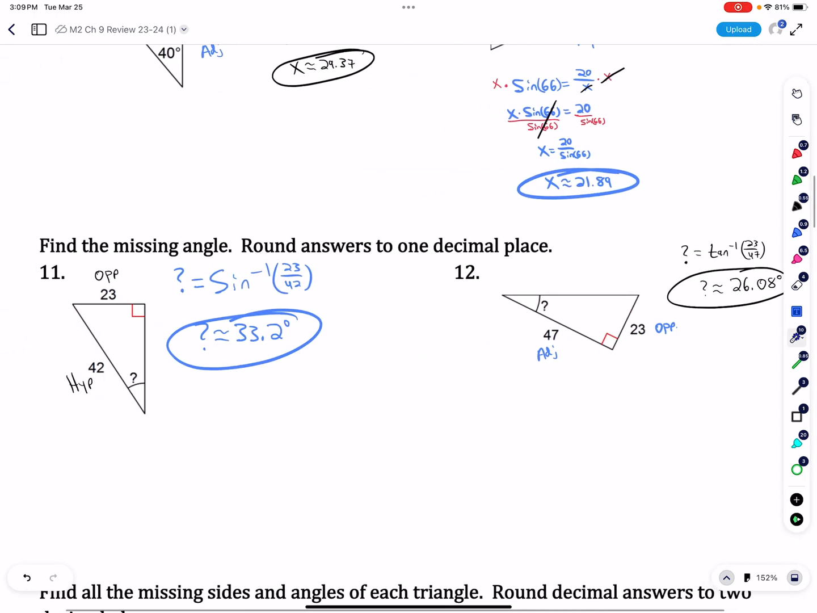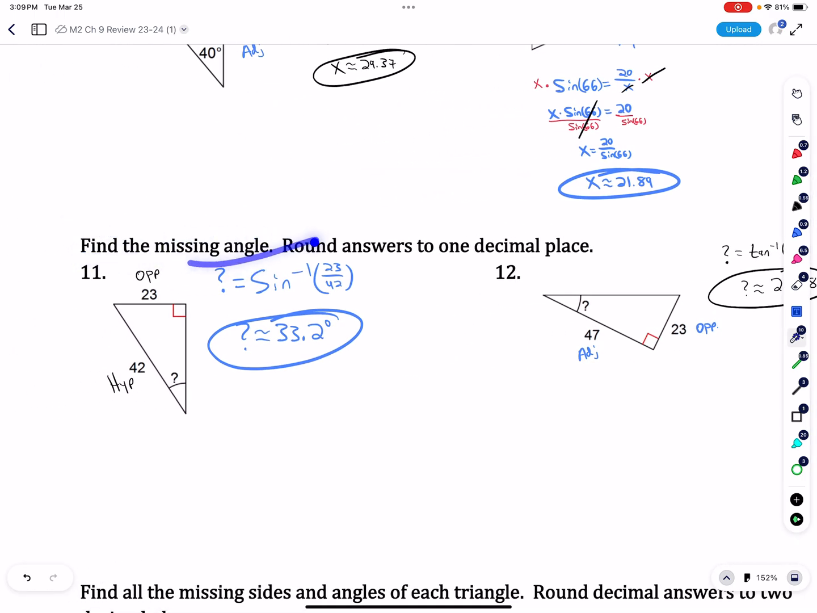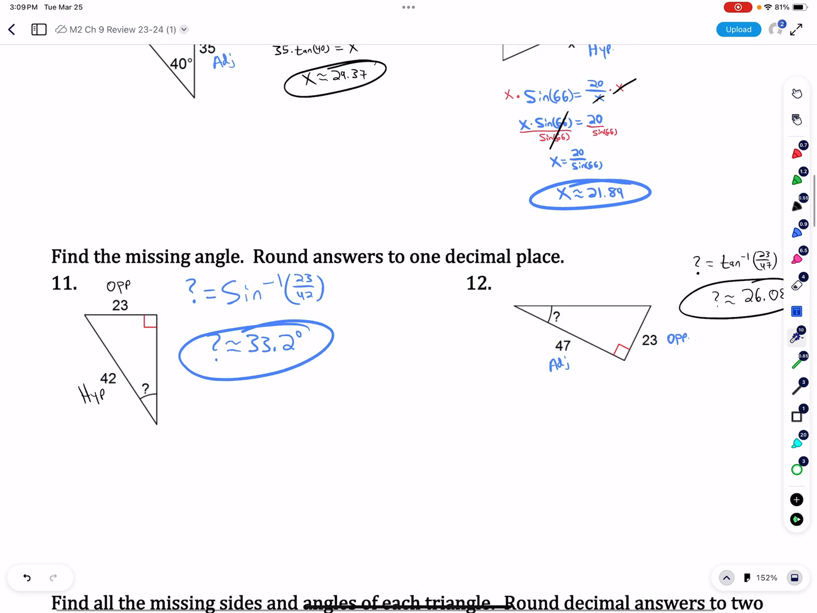So recap, when we're told to find a missing angle, we can use the inverse trig functions with the corresponding fraction, calculator, and that will tell us our missing angle.